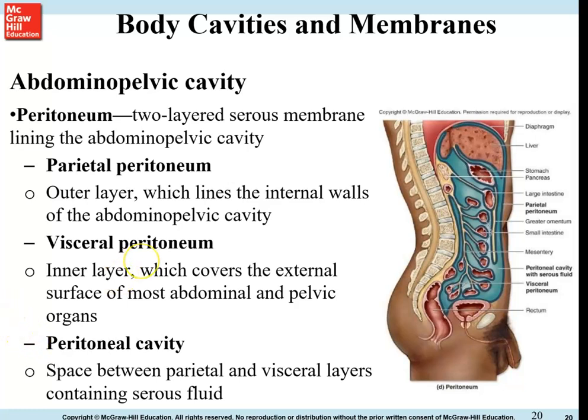Okay, just like we talked about the pericardium and the pleura, now we're going to talk about the peritoneum. This is the two-layered serous membrane that lines the abdominal pelvic cavity. There's the parietal peritoneum, which is the outer layer that lines the internal walls of the abdominal pelvic cavity. And there's the visceral peritoneum, the inner layer, which covers the external surface of those organs within the abdominal pelvic cavity. The peritoneal cavity is the term for the space between the parietal and visceral layers of the peritoneum containing serous fluid. And again, there is a potential space there that can collect fluid or collect air.